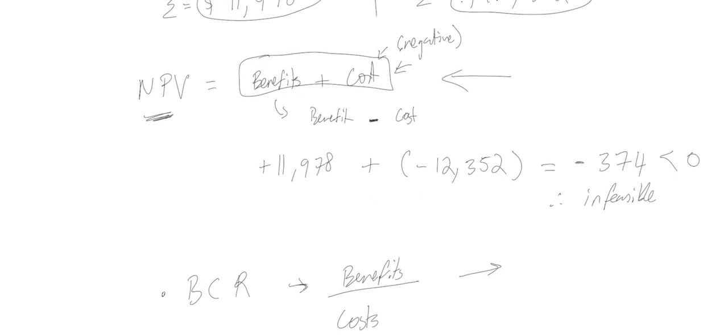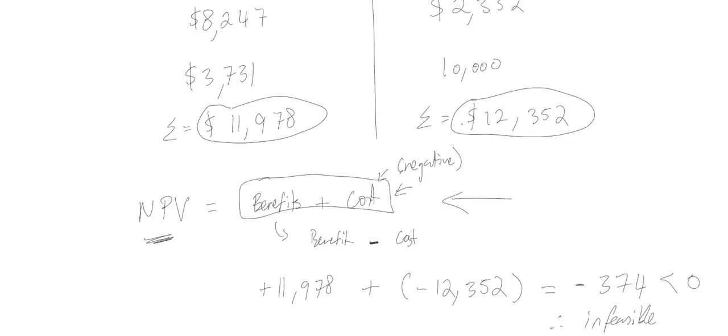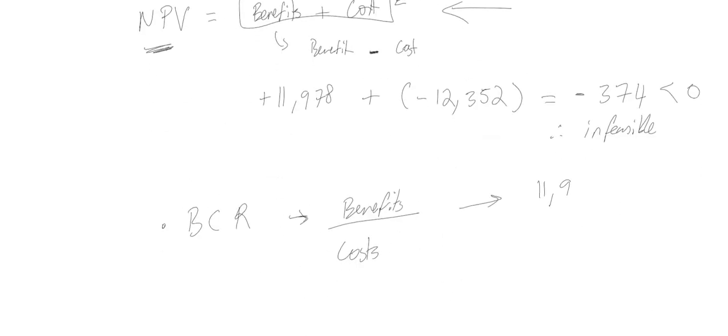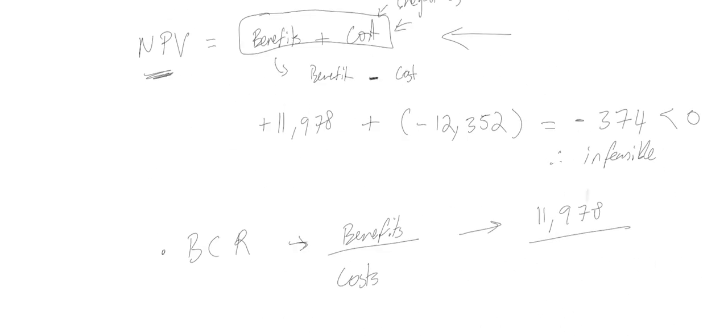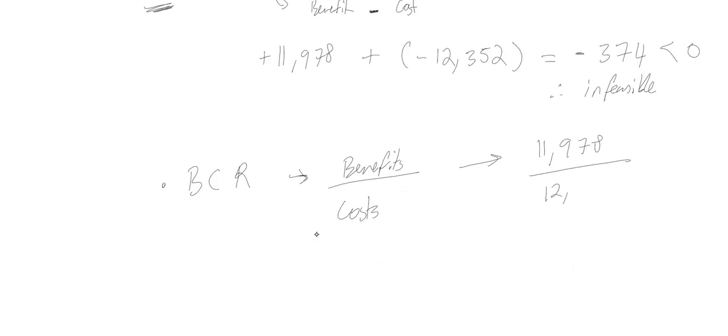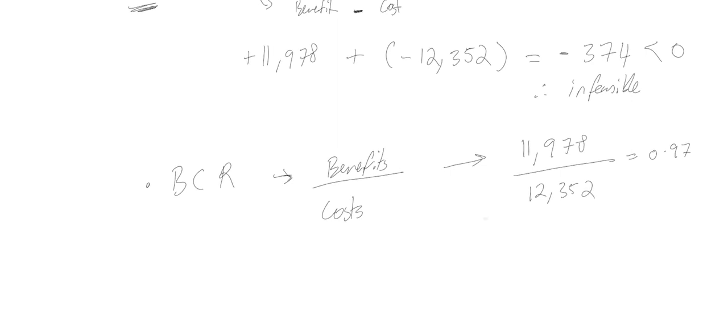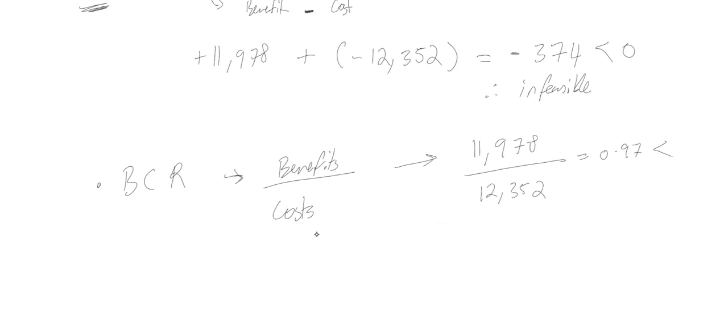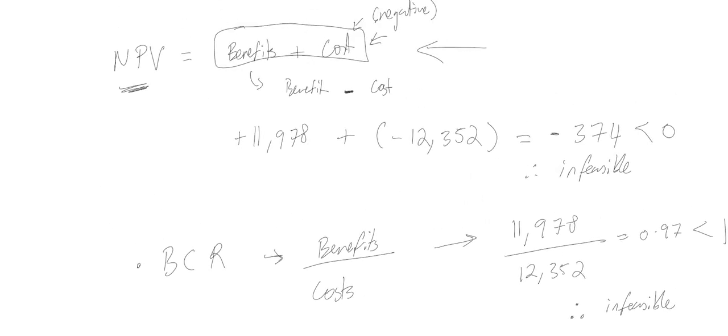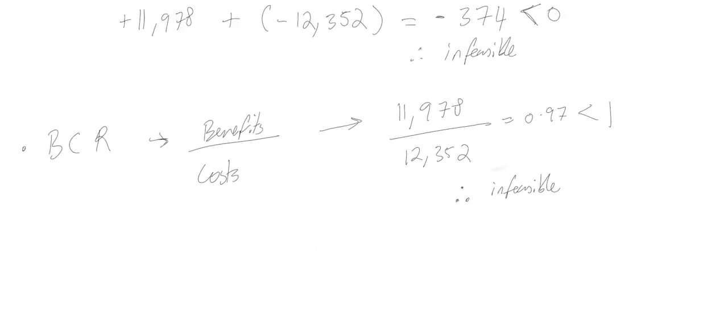So for the BCR, my summation of benefits is 11,978. The summation of my costs is 12,352, without the negative sign, and that's equal to 0.97, which is less than 1, therefore infeasible. So as you can see, in both cases, the project is infeasible: for NPV, because it's less than 0, and for BCR, because it's less than 1.